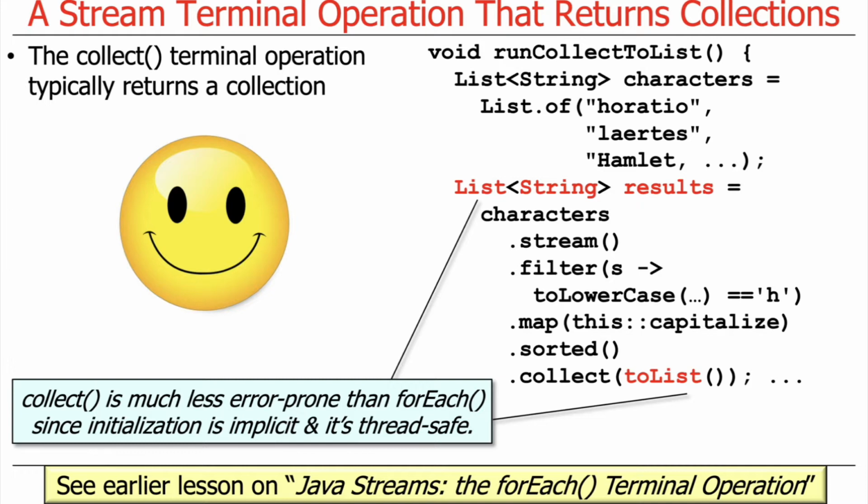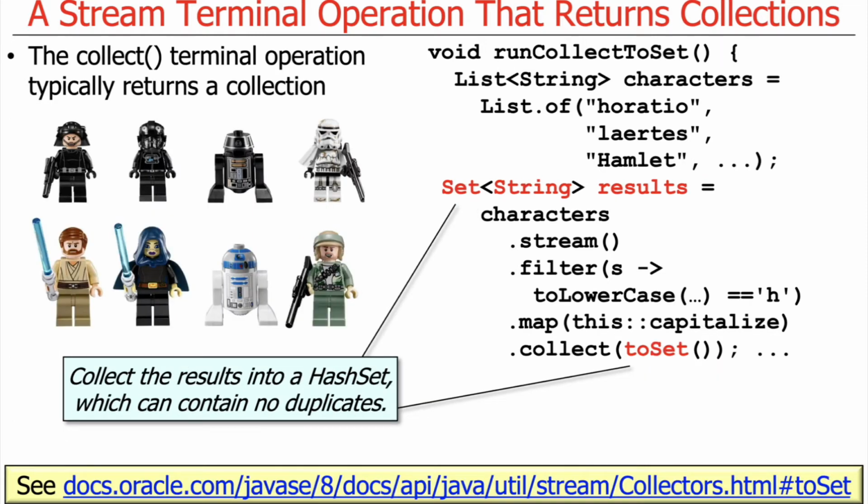So you don't have to allocate anything. The collector allocates the actual contents of the collection, in this case the list, that'll be returned from collect. So initialization is implicit, not explicit, so that takes off one more thing that can go wrong. Secondly, it's also thread safe, which means if we were to say parallelStream instead of stream, things would still continue to work properly without you having to do any other intervention whatsoever, which is nice.